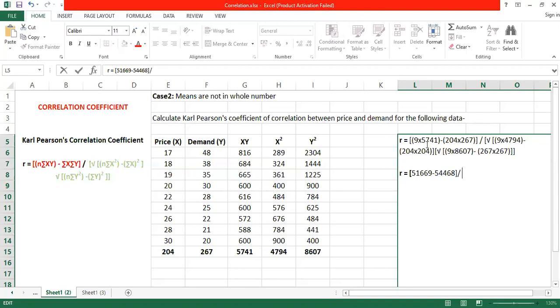Now divided by, I'll take this. So it is square root of 9 into 4794. So it is 43146 minus 204 into 204. So it is 41616. Fine.